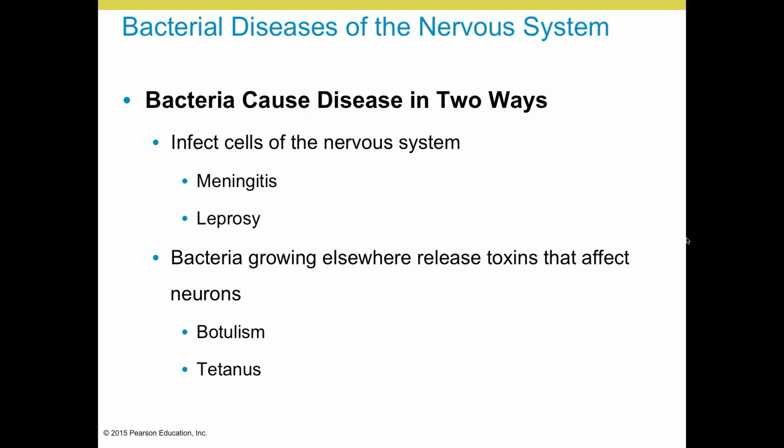Bacterial disease of the nervous system. Bacteria cause disease in two ways. They can infect cells of the nervous system via the meninges, causing meningitis, and leprosy. Or bacteria growing elsewhere release toxins that affect neurons. This can cause botulism or tetanus.